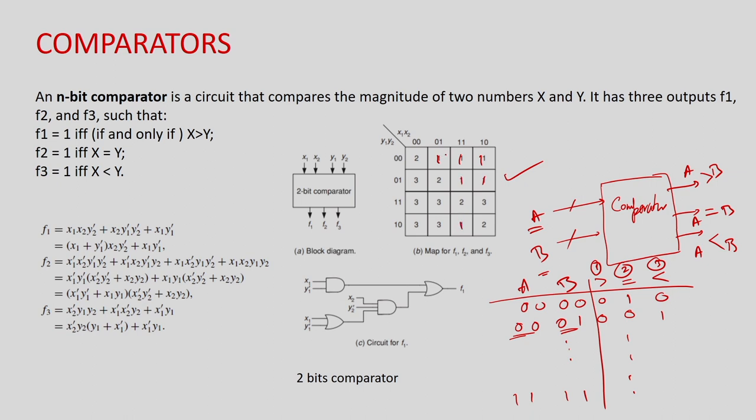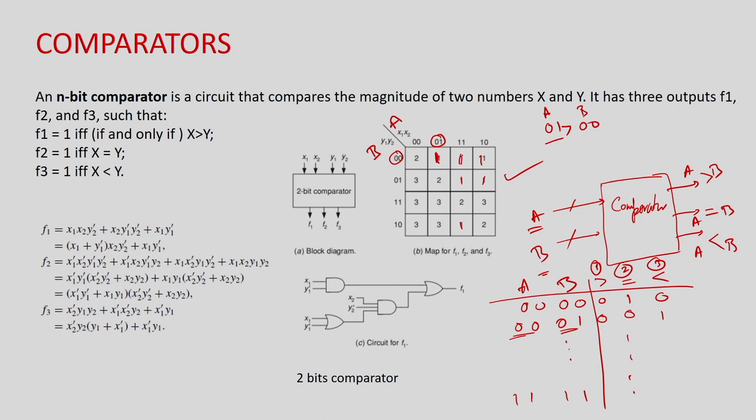Here x1 is 0, 1. This is basically A, so I am writing A in the columns and B in the rows. The bits are represented as x1, x2, and y1, y2, the bits of A and B. In this case, A is 0 1 and B is 0 0 in this position. So B is 0 0, and obviously this is greater than. That's why I put 1 here.